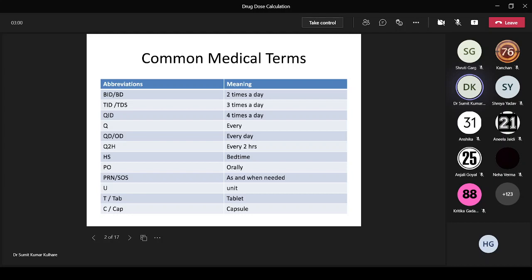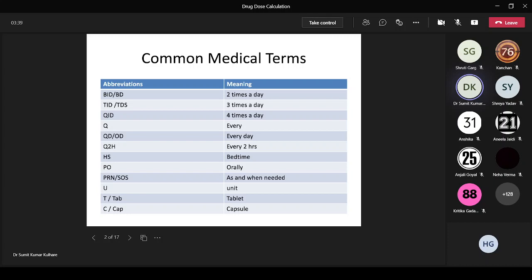So I hope you are familiar with these abbreviations. BID or BD means the drug is to be taken 2 times a day. For example, paracetamol 500 milligram BD. That means one tablet of paracetamol of 500 milligram strength is to be taken 2 times daily. Then similarly, there is TID or TDS, that means the drug is to be taken 3 times a day. And QID, that means 4 times a day.